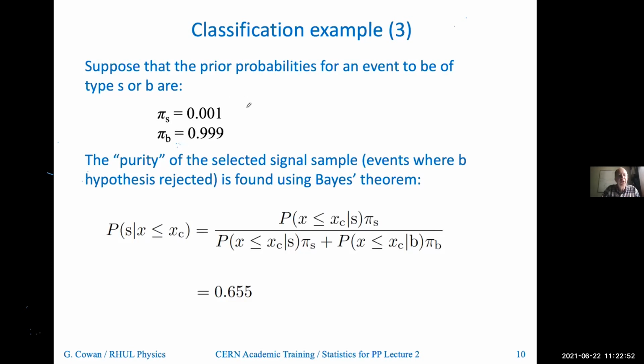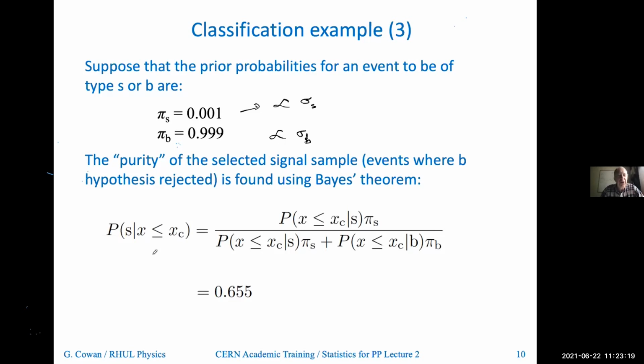You can imagine that this is something like proportional to the cross-section for the signal process. And this is proportional to the background cross-section. Sorry, sigma B, right? So from these cross-sections, it's basically sigma S over sigma S plus sigma B, right? That gives you the prior probabilities.